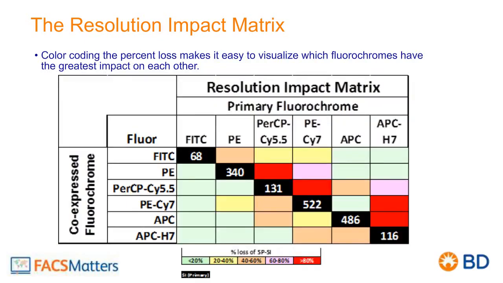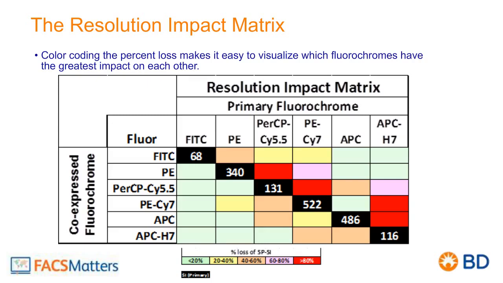So we can color code this. Some people find looking at the individual numbers daunting, and here we're just color coding it and sort of categorizing the amount of loss that we're seeing. Bright red means you're losing more than 80% of your single positive stain index. Green means you're losing less than 20%, and then there are intermediate values. In general, the rule would be that if you're in the red or the pink area, you're going to lose a lot of resolution.